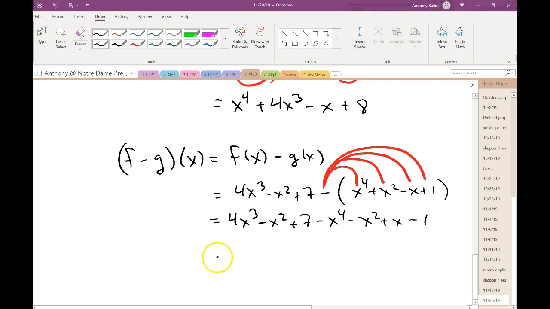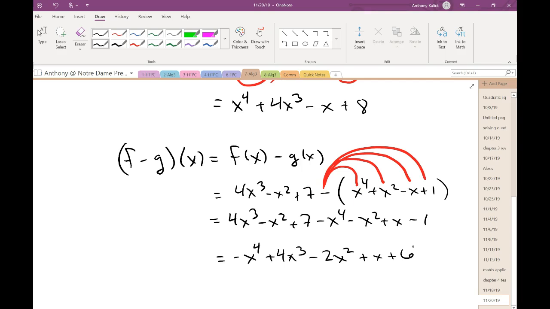Okay. So if I want to write this in standard form, what am I gonna write first? Negative x to the fourth, good. And then what? 4x cubed, good. And then minus 2x squared plus x plus 6. I agree. Everybody feel okay doing that? So addition and subtraction of polynomials, not too bad, right?